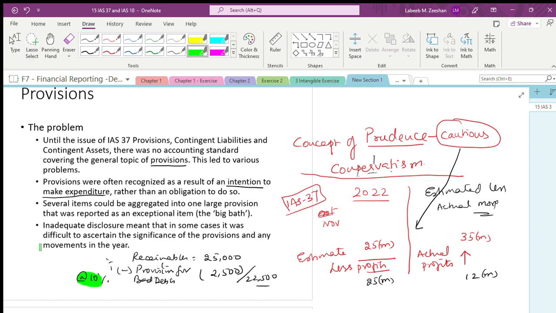But when you are talking about these things, what is the intention? Intention is to make the expenditure. This is all about intention. Why intention? Nobody will know. Several items could be aggregated into one large provision. This is called a big bath. This is the accounting term.